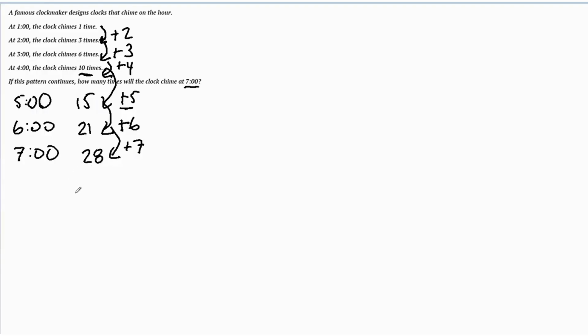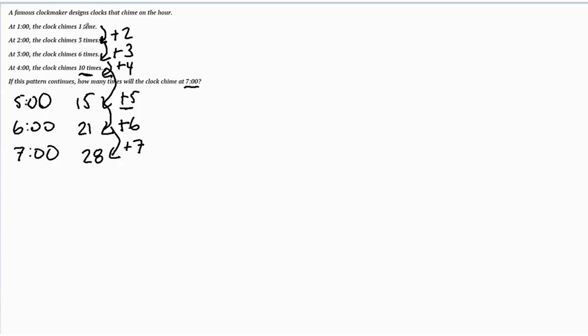Now, does our answer make sense? It does. You see, here's the pattern. +2 from the first hour, +3, then +4, then +5, +6, +7. We have a clear pattern of constantly increasing the amount of chimes from the previous hour. And then we just added on to the amount of chimes from the previous hour as well.